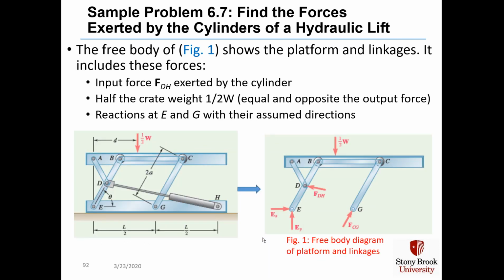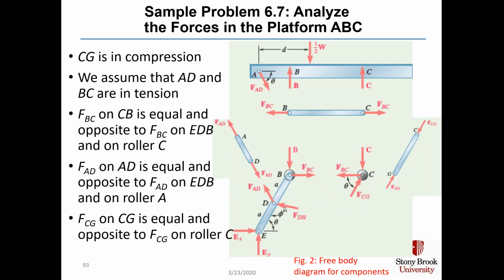The free body diagram of figure 1 in the lower right corner shows the platform and linkages, and it includes these forces. We have input force F_DH, which comes from the hydraulic cylinder and acts at point D. There's point D. Half the crate weight, 1/2 W, is at a distance d from point A left to right, and the reactions at E and G are shown. Let's take a look at each member of this free body diagram.